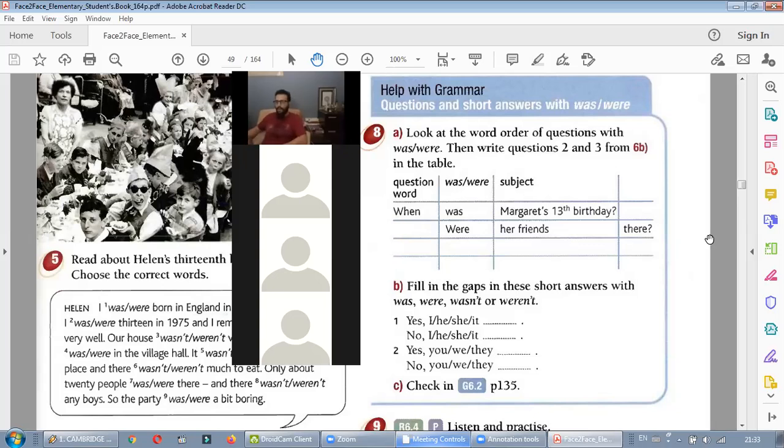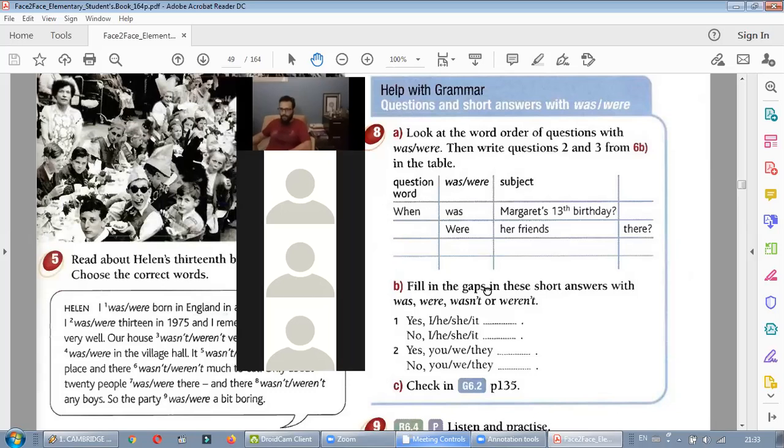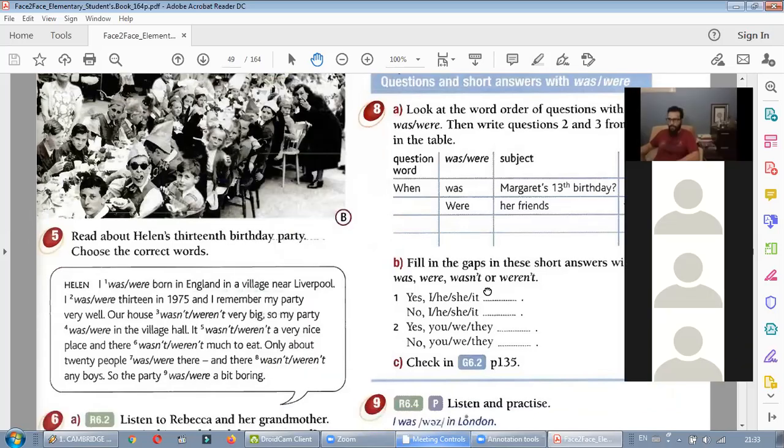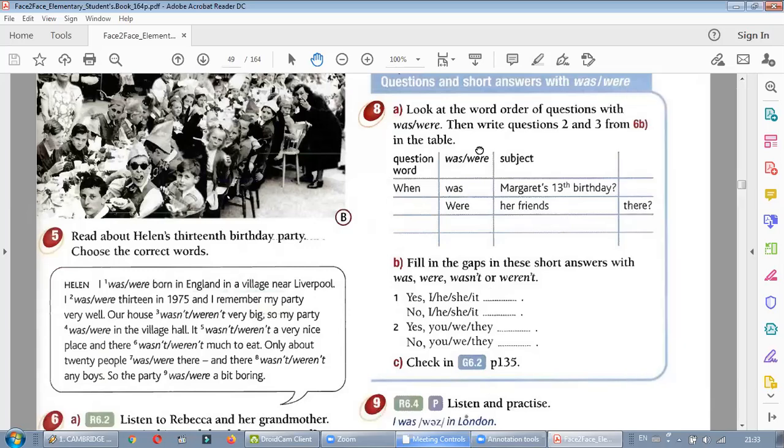Let's read the WH question. When was Margaret's 13th birthday? When was Margaret's 13th birthday? Okay, let's see the yes/no question. Were her friends there? Were her friends there? All right, so let's copy the questions. So we have the questions from 6B. Let's copy them.